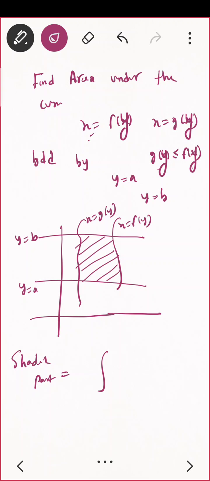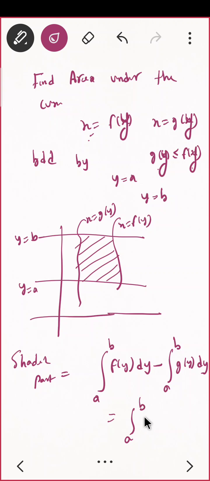If you want to go with the same logic, then forget about this g of x. If you want to find the area under this curve x equal to f of y, then that will be integration a to b f of y dy. Do you agree? That will be the area of the whole part. This part will also be included, but I don't want this part, so I'll subtract that part. That means I will subtract integration a to b g of y dy. Do you agree, everyone? And this will be integration a to b f of y minus g of y dy. Is that okay?